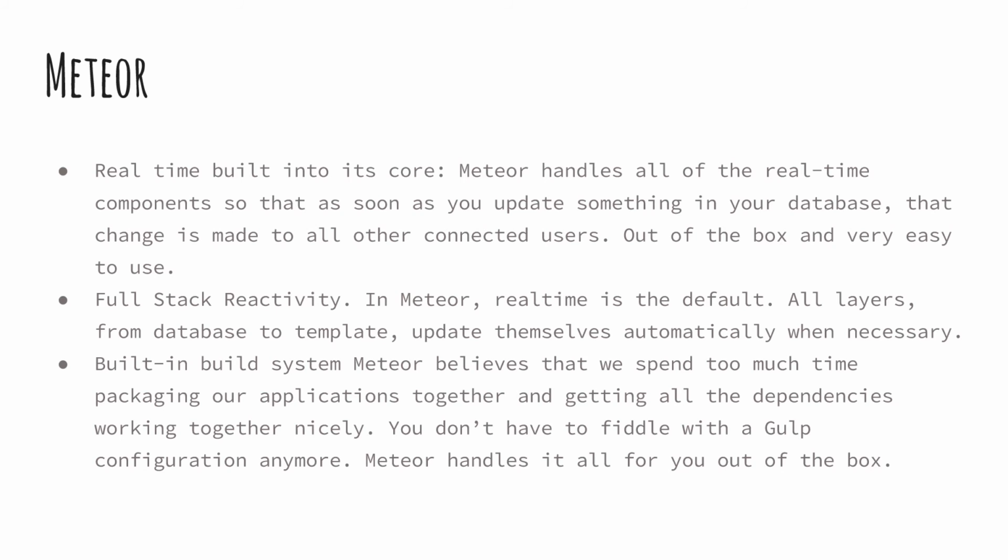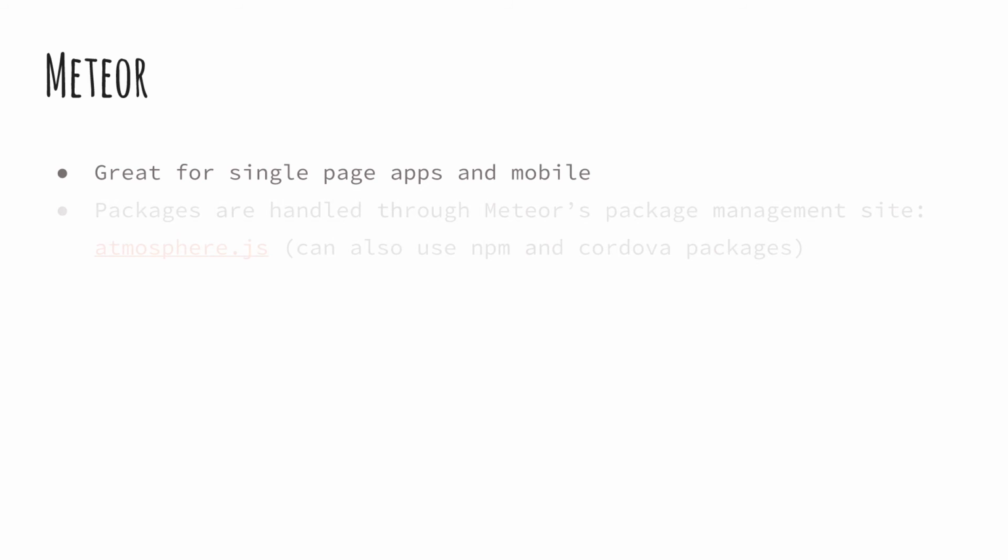It has this built-in build system, because Meteor believes we spend too much time packaging our applications together, downloading this dependency, getting that dependency, this library. So you don't have to fiddle with any of this stuff. Meteor just gives you like 90% of what you'll need when you just write meteor create. It gives you everything you need. And anything else you need, if you want it to be a Node package, an Angular package, or a Meteor package, you can just use npm, Node Package Manager, to get that for you. It's great for single-page apps and mobile, which is the growing trend nowadays. Single-page apps are huge.